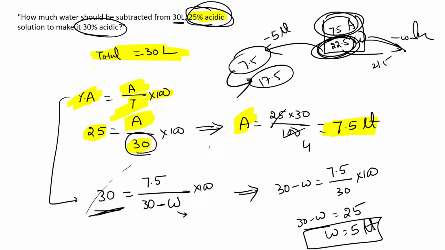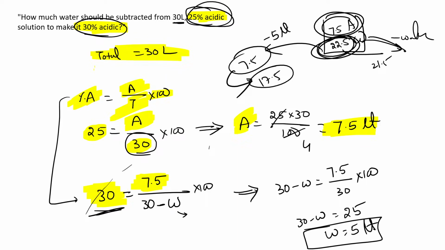7.5 liters. But I know that I am removing water. That means acid is going to stay the same. Now, I want to make the acid 30%. So if I want to make acid 30%, and if I am having only 7.5 liters of acid, how much water I have to remove?